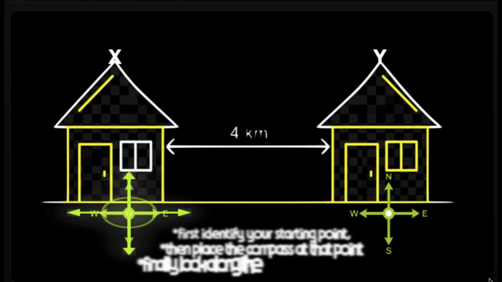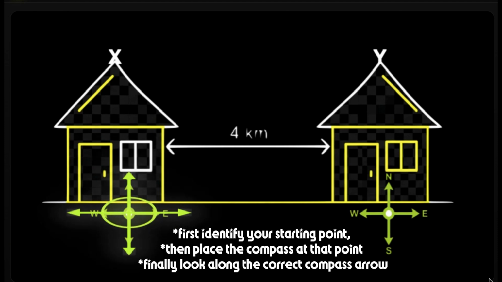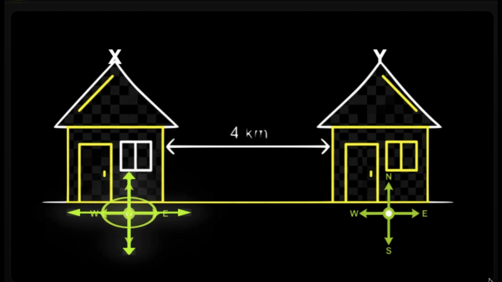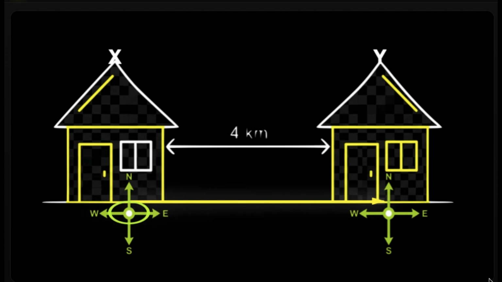First, identify your starting point, then place the compass at that point. And finally, look along the correct compass arrow. Now stand at the house on the left, labeled X. From X, the house on the right, labeled Y, is straight to the right. On the compass, the direction to the right is east.